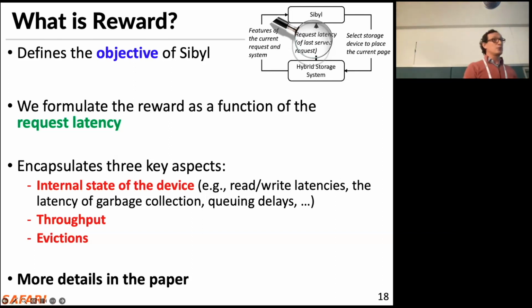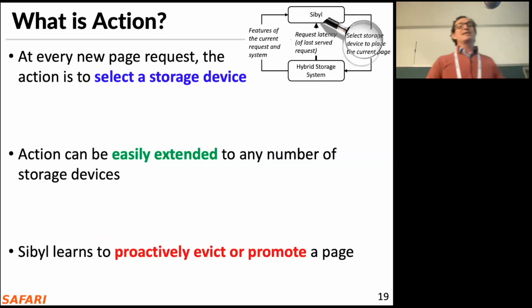Latency is also affected by the throughput of the device. Clearly, they're not the same thing, but it's affected. Latency is also affected by the promotions and evictions that you do. So it's affected by a lot of things. That's why we choose request latency, and there are more details in the paper. And then action is easier. This is the easiest one. Basically, at every new page request, the action is to select a storage device. Is it going to be the fast device or the slow device? And this action can be easily extended to any number of storage devices. And this agent learns to proactively evict or promote a page in the end.